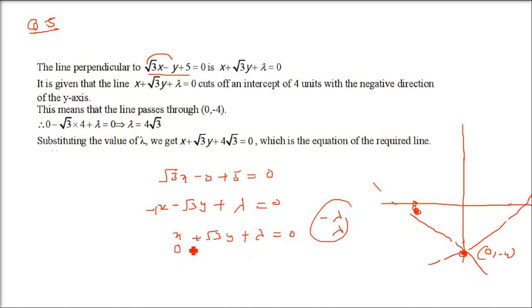Now it is passing through (0, minus 4), so you take (0, minus 4). Lambda will be equal to 4 root 3. Put it here, and x plus root 3y plus 4 root 3 equals 0 is going to be the equation.